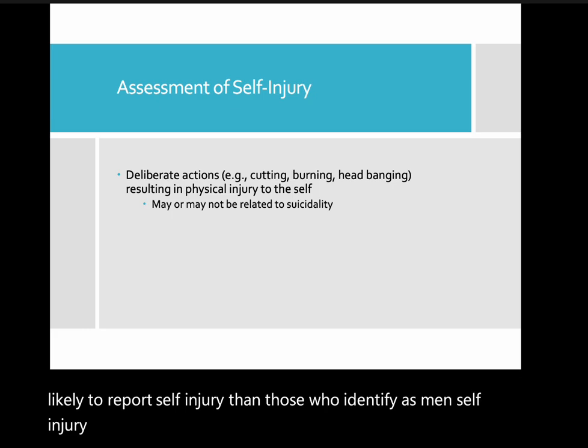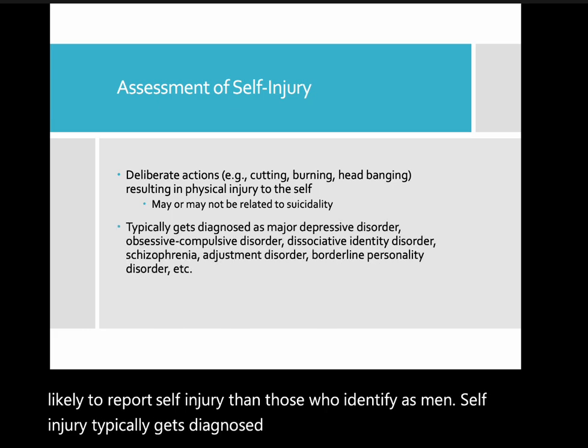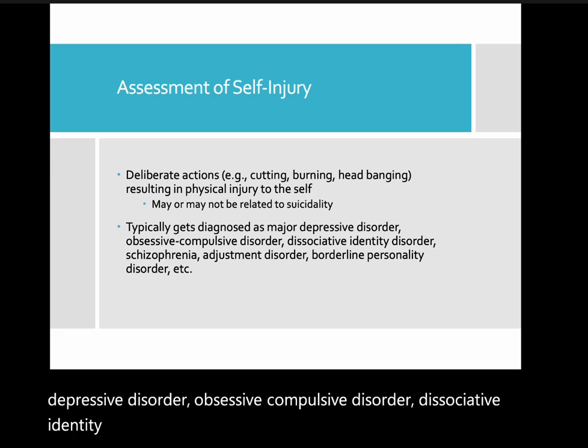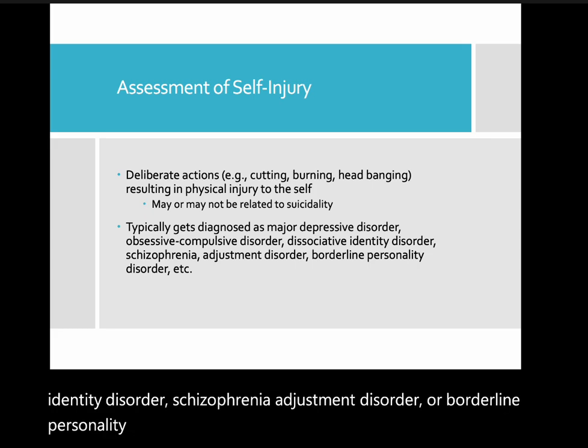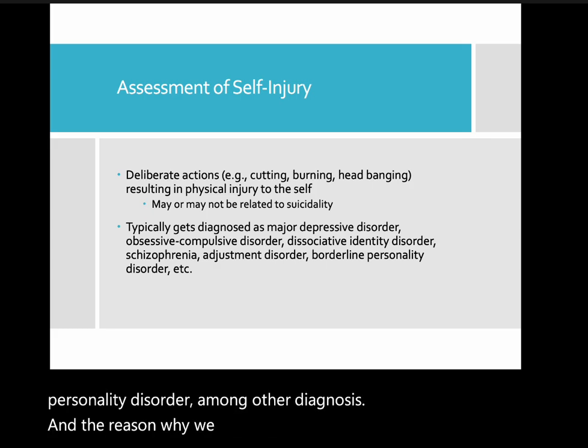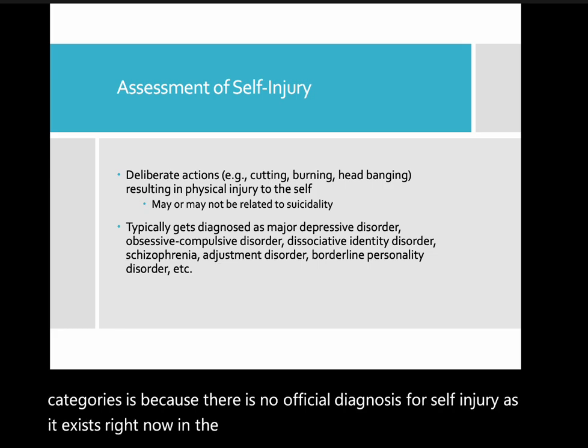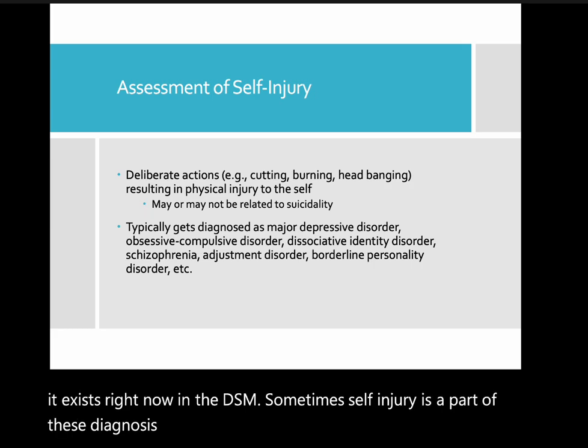Self-injury typically gets diagnosed as a major depressive disorder, obsessive compulsive disorder, dissociative identity disorder, schizophrenia, adjustment disorder, or borderline personality disorder, among other diagnoses. And the reason why we see self-injury going into some of these categories is because there is no official diagnosis for self-injury as it exists right now in the DSM. Sometimes self-injury is a part of these diagnoses, but other times it's not.